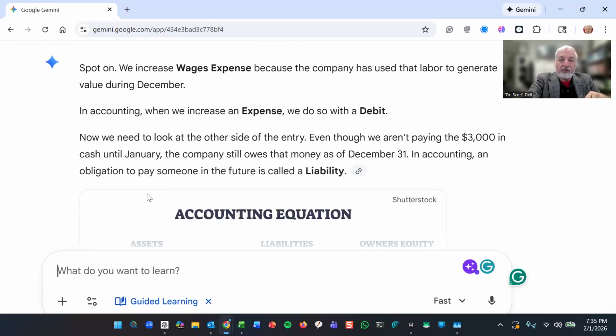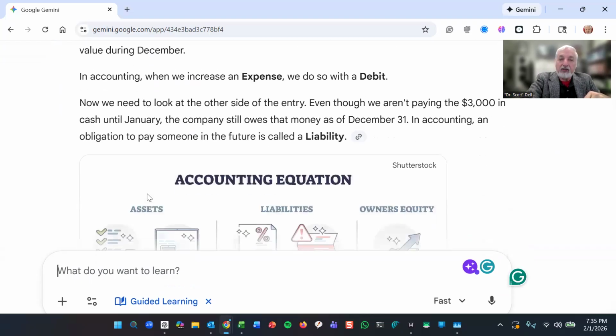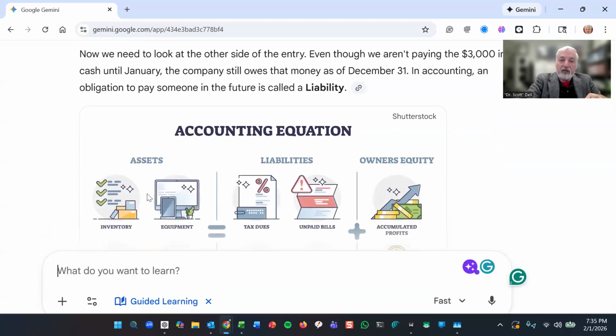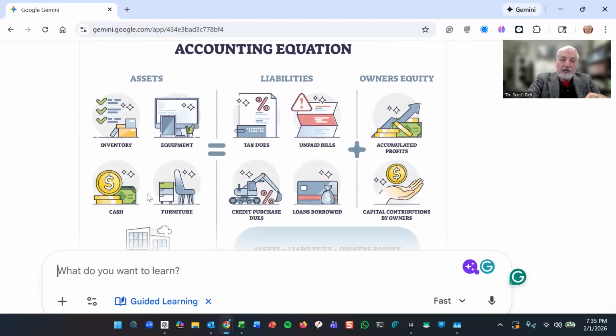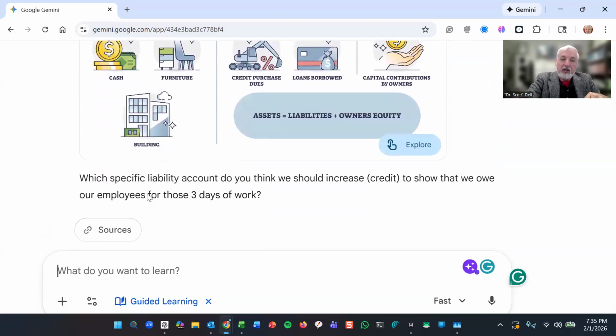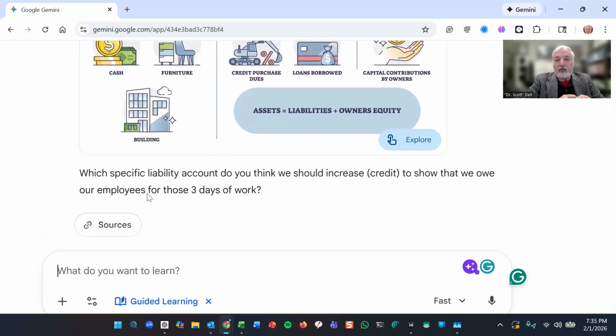Now we do the other side of the entry. Even though we're not paying the $3,000 in cash until January, the company still owes the money in December. So what does the accounting equation look like? We've got the assets, the liabilities, the equity. Okay, yeah, that makes sense. Which specific liability account do you think we should increase? Credit to show that we owe our employees.